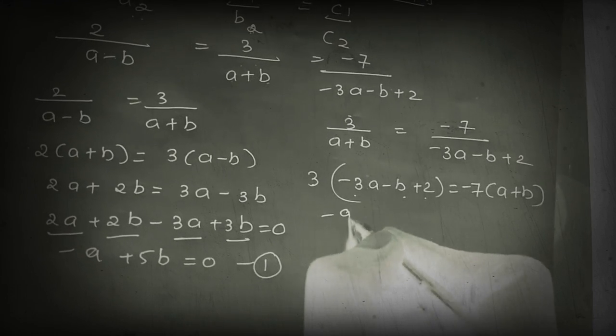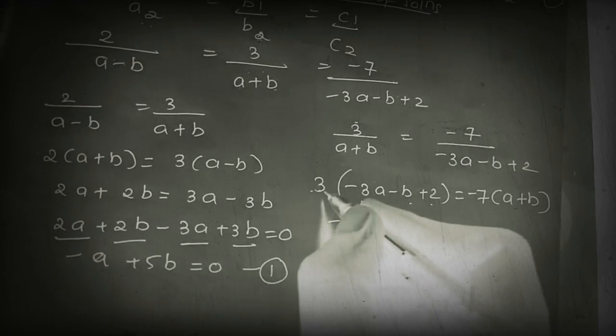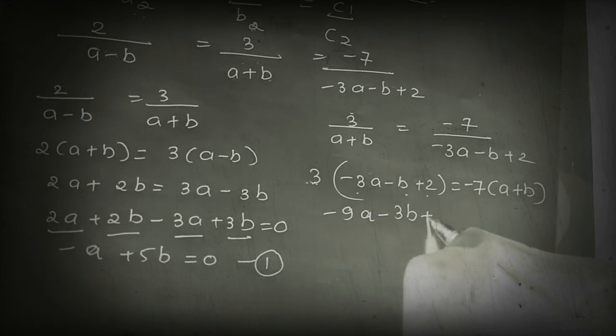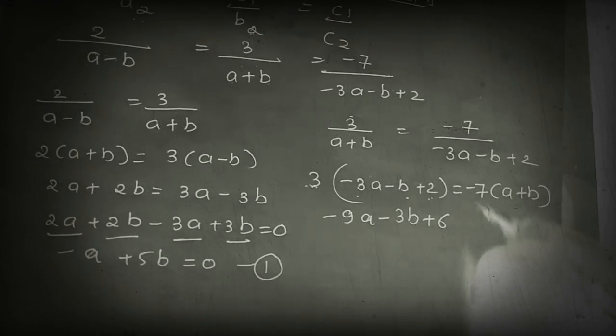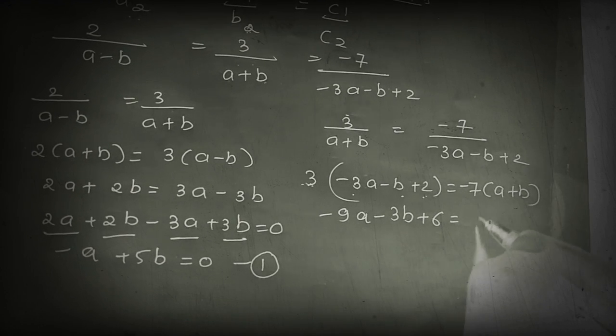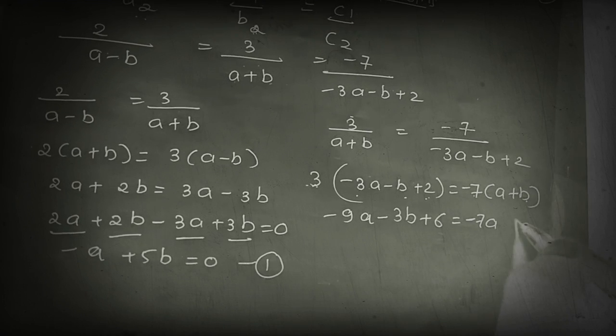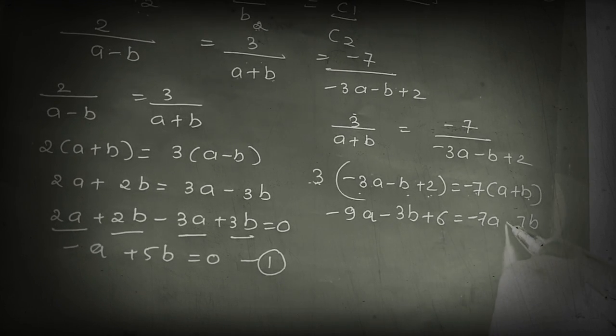Solve this: multiply the 3 with each term of the bracket. 3 3s are 9, plus minus is minus 9a, 3 into b is 3b, plus minus is minus 3b, 3 2s are 6, sign is plus. So 7 into a is 7a, minus plus is minus, 7 into b is 7b, minus plus is minus.